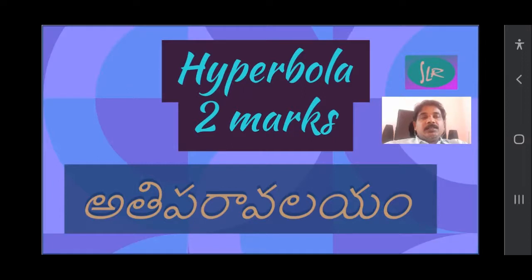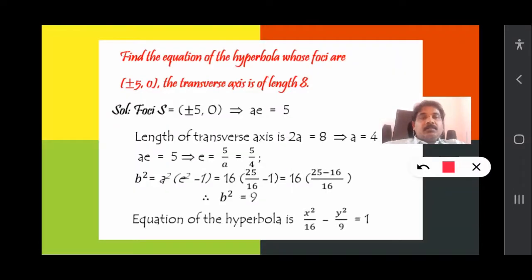Today we discuss 2 marks questions in the chapter Mathematics 2B Hyperbola. Question. Find the equation of the hyperbola whose foci are plus or minus 5, 0. The transverse axis is of length 8.